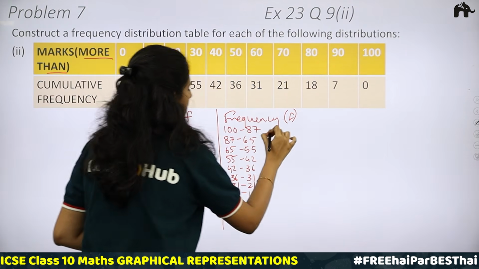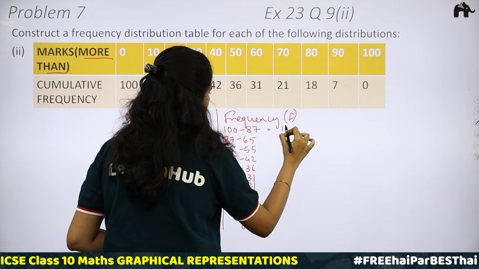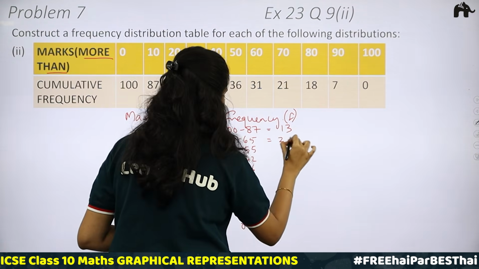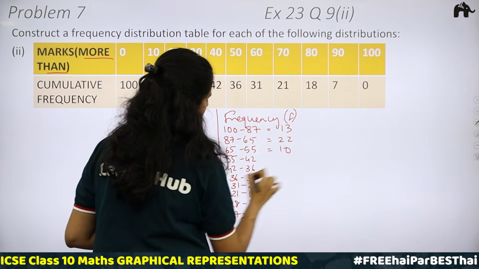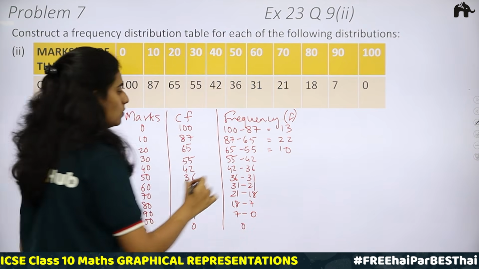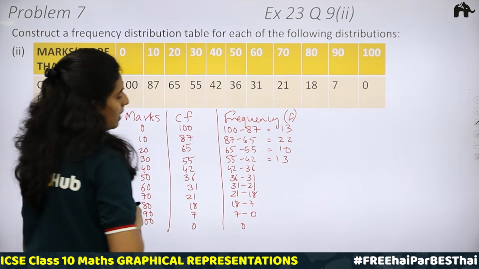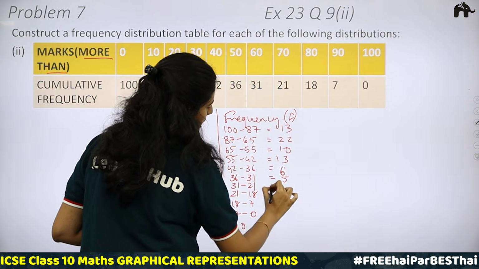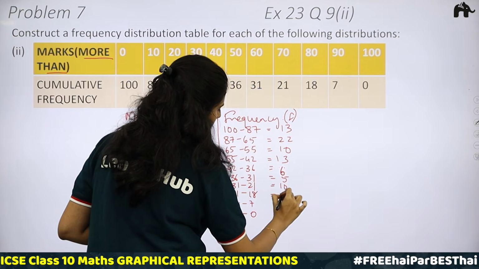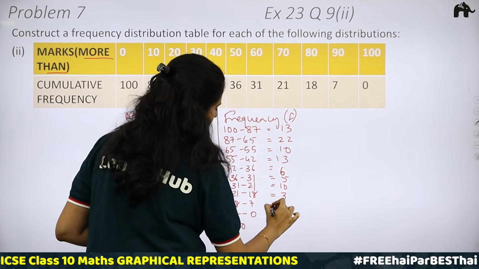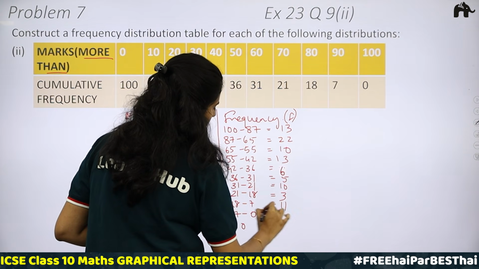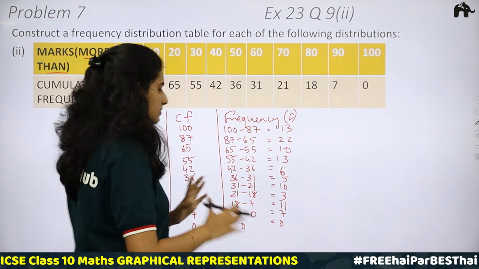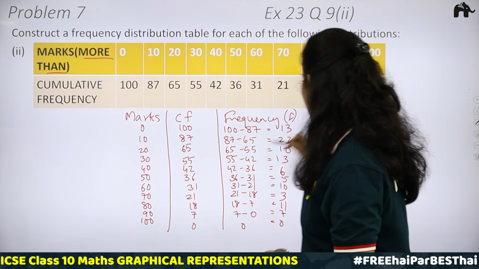Okay. So the first one, 100 minus 87, you will be getting 13. Next, 87 minus 65, you will be getting 22. 65 minus 55 is 10. 55 minus 42, again 13. 42 minus 36, that is 6. 36 minus 31, 5. 31 minus 21, 10. 21 minus 18, 3. 18 minus 7, that is 11. 7 minus 0, 7. Here it is 0. Okay. You cannot score more than 100. Understood? So, these are the required frequencies.